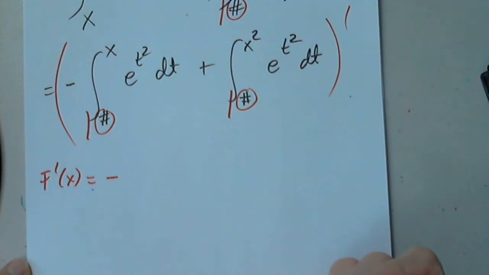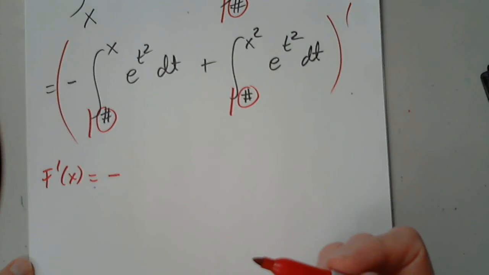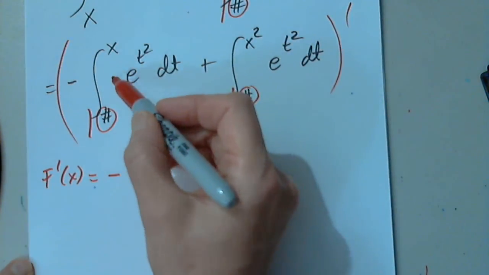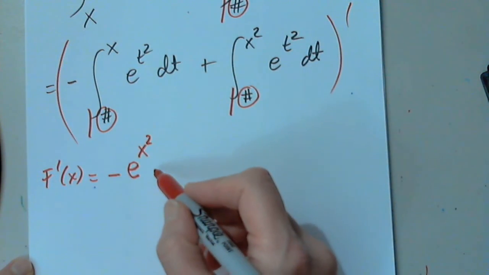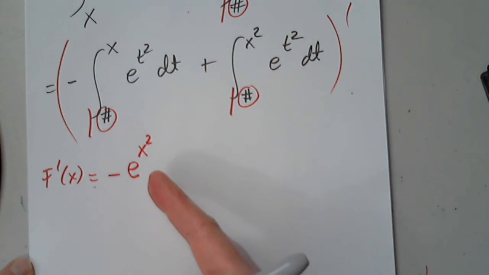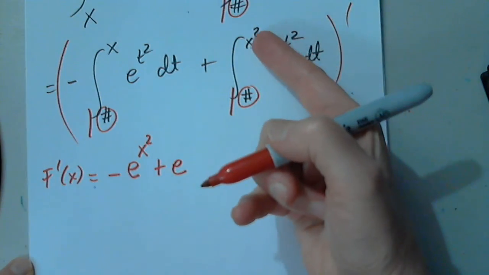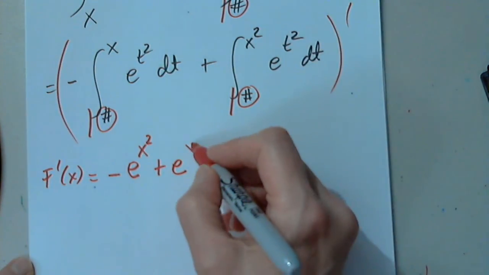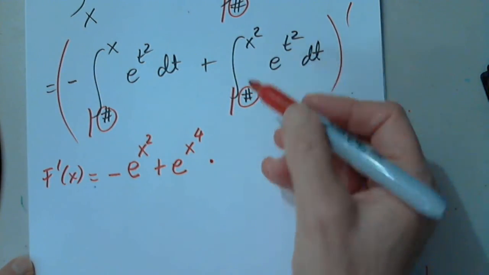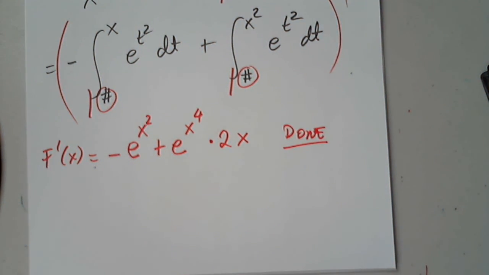Negative. E, there is no x, there is squared? Yes, e to the x squared, yes, times the inner function prime, but the inner function prime is 1. Plus e to the x squared squared, but now I have no choice because this prime is 2x. 2x, and it's done. You don't have to do anything else.